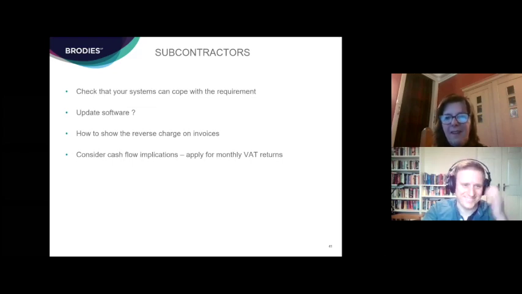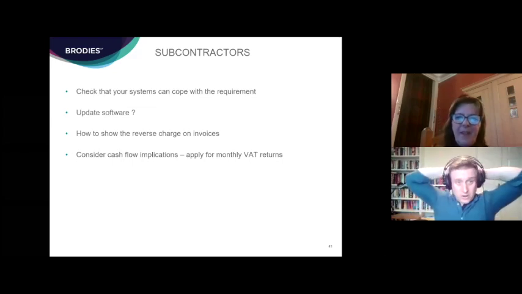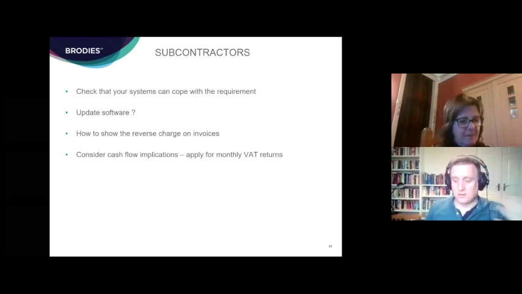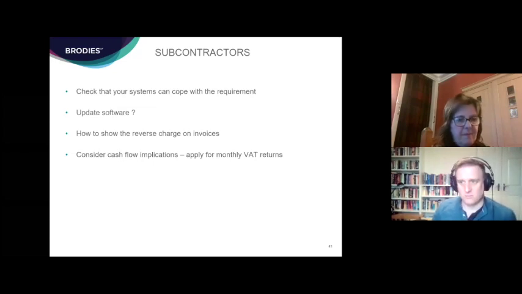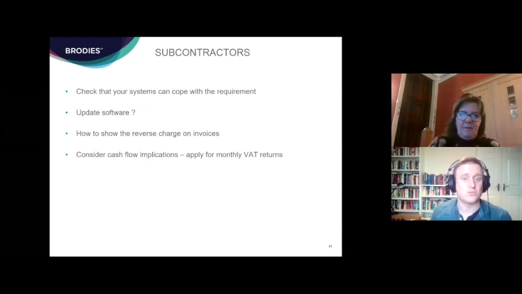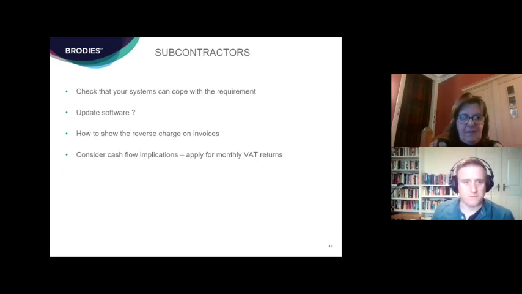Bob. So if you're acting for a subcontractor, if you are a subcontractor, and you may need to charge VAT, you may need to apply the reverse charge. The first thing that HMRC is telling people to focus on is making sure that your systems can cope with the requirement and that they can issue reverse charge invoices. In some cases, this might require updating software, but I don't necessarily think that's essential, because it is in fact quite easy to show the reverse charge on your invoices, and we'll have a sample invoice in a moment.